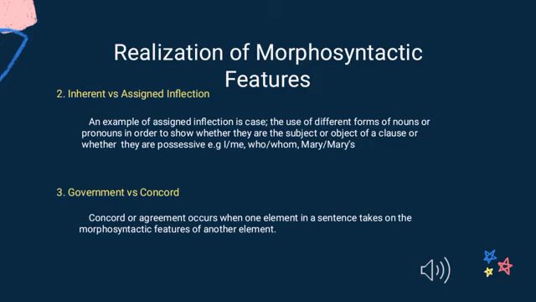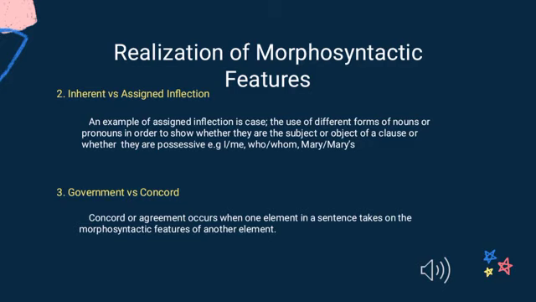Next is realization of morphosyntactic features. Number 2, inherent versus assigned inflection. Morphosyntactic properties which are neither agreement properties nor governed properties are said to be inherent (Anderson, 1985: 172). From a morphological perspective, inherent properties are of two types.